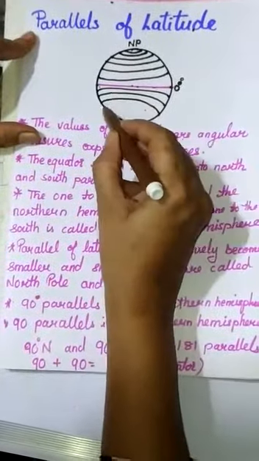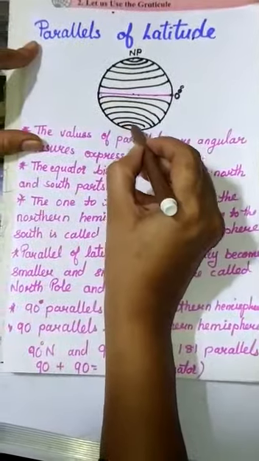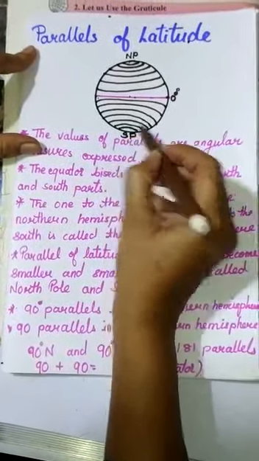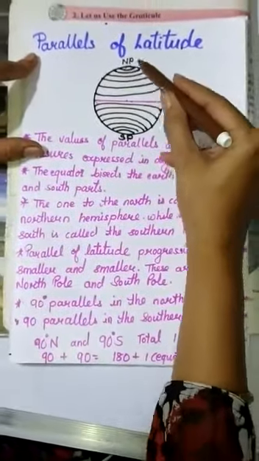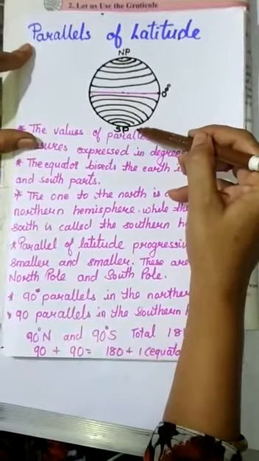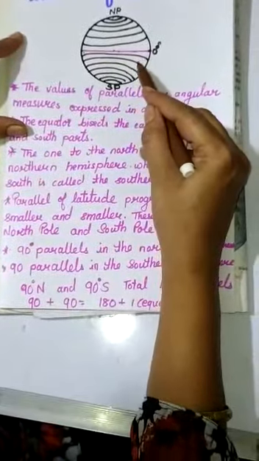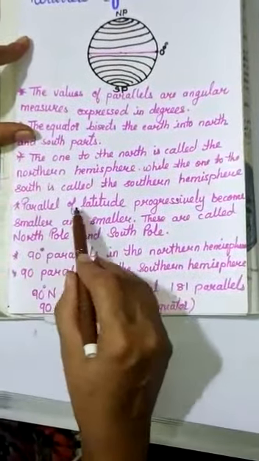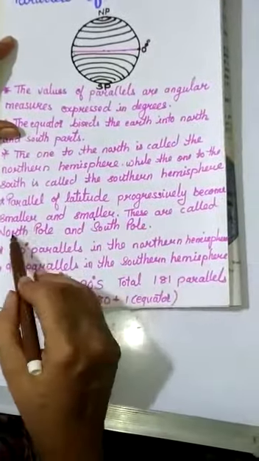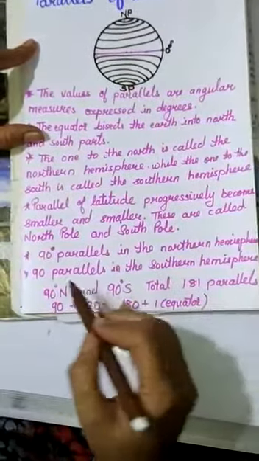Same way, from the equator as you move towards the south, the parallel lines over here also become smaller and smaller, and it comes to such a point where it becomes the south pole. So from the equator to the north pole is your northern hemisphere. From the equator to the south is your southern hemisphere. These are called parallels of latitude. Parallels of latitude progressively become smaller and smaller. These are called the north pole and the south pole.